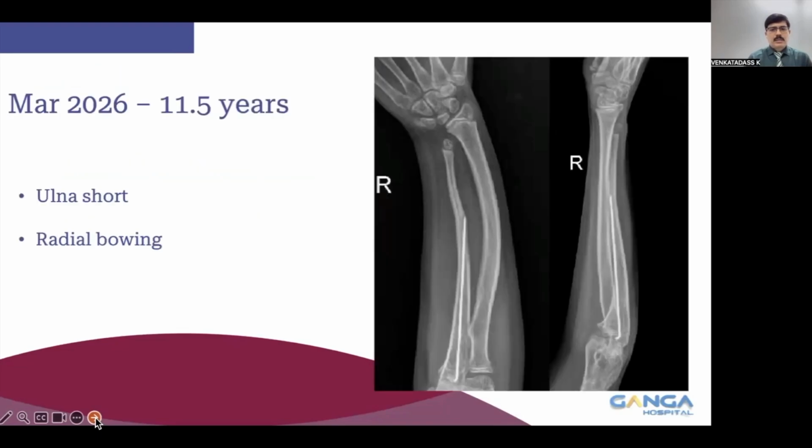And this is a 10-year follow-up of the patient. The child is 11.5 years now. The ulna is short, and there is radial bowing. And I'm sure that this is going to worsen during his adolescent growth spurt, and he's going to need one more surgical procedure to get the forearm aligned well.